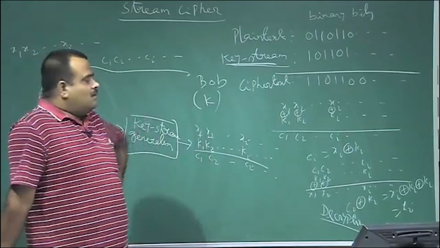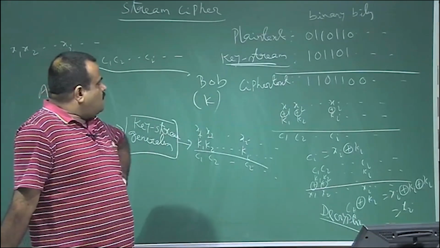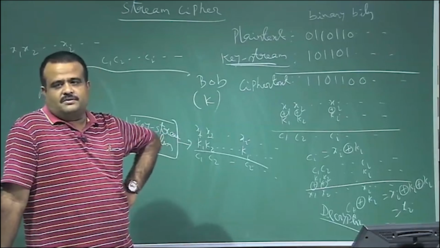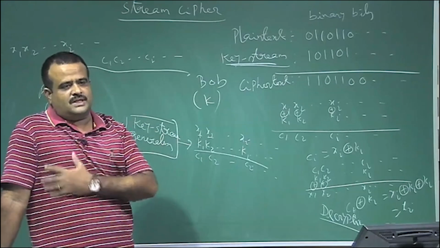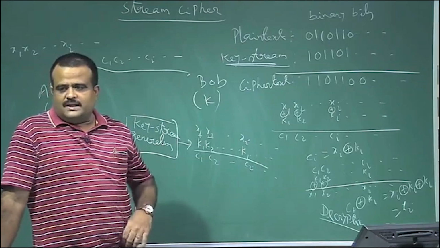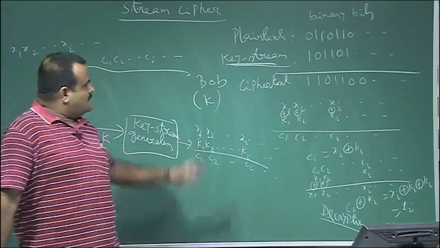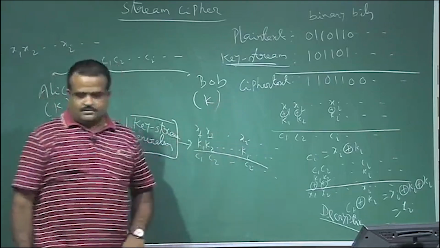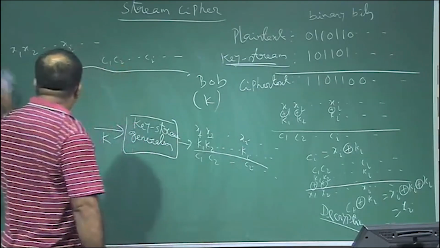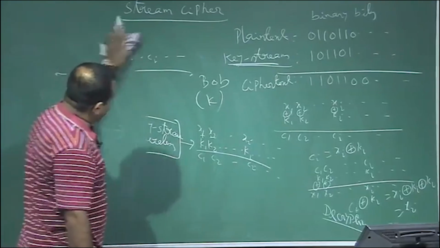Okay. So now the question is how we can get this key stream bit. We will take some examples of key stream bit generators. One is the LFSR, linear feedback shift register. But before that, let us analyze the nature of this key stream bit. So this is called stream cipher.